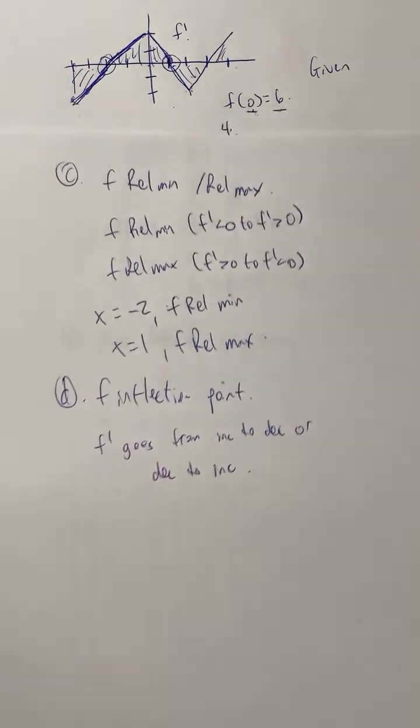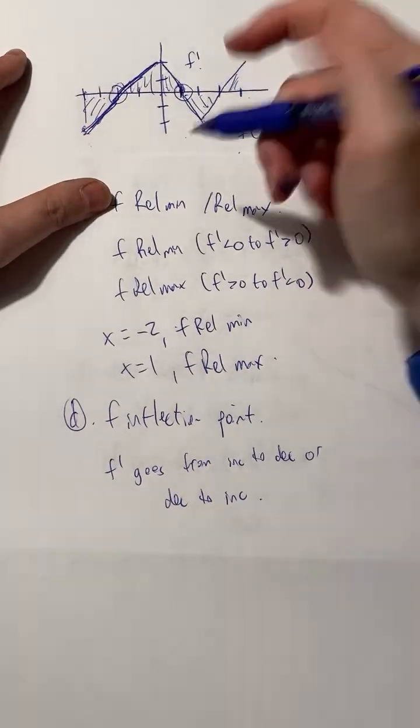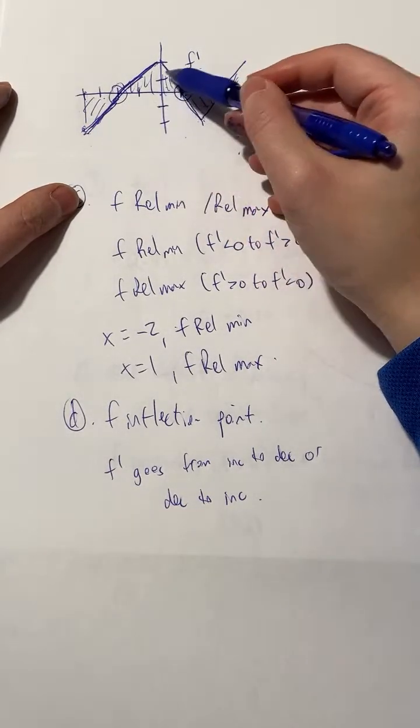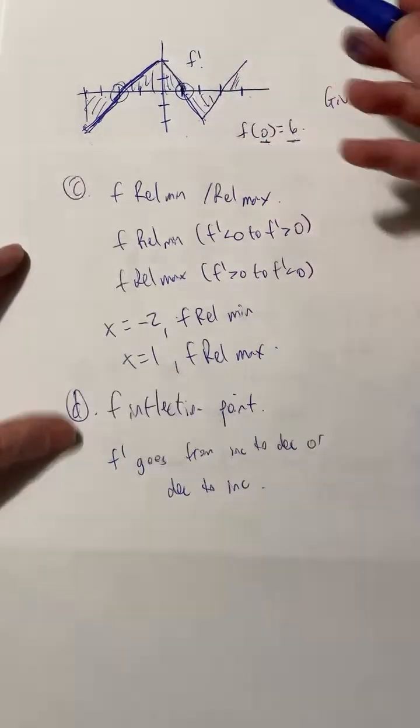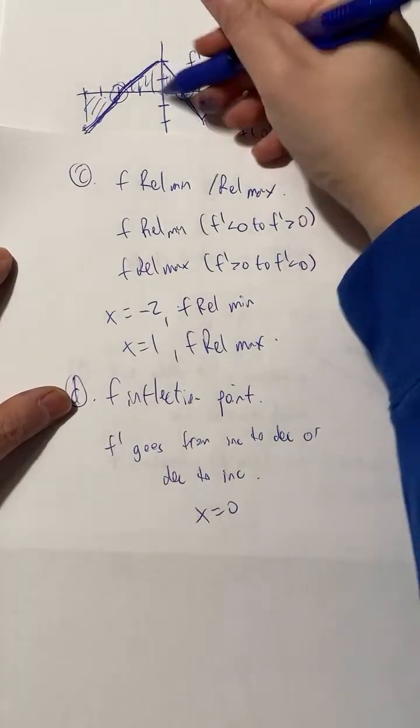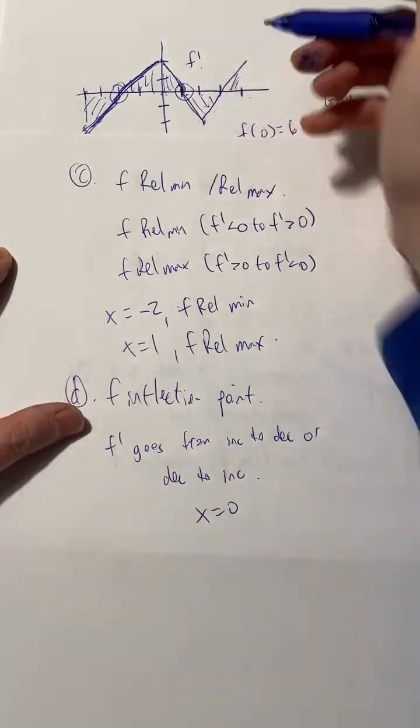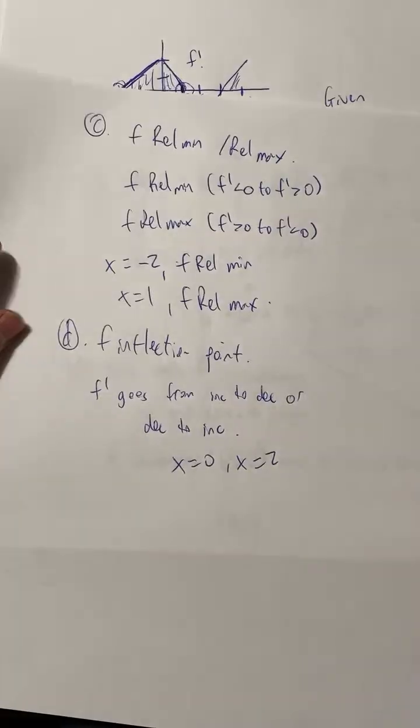So I'm going to take my graph, and it looks like f prime goes from increasing to decreasing at 0. Keep in mind, it's not 2, which is the y value here, it's 0. And then it goes from decreasing to increasing at this number, which is 2. So that's my inflection point answer.